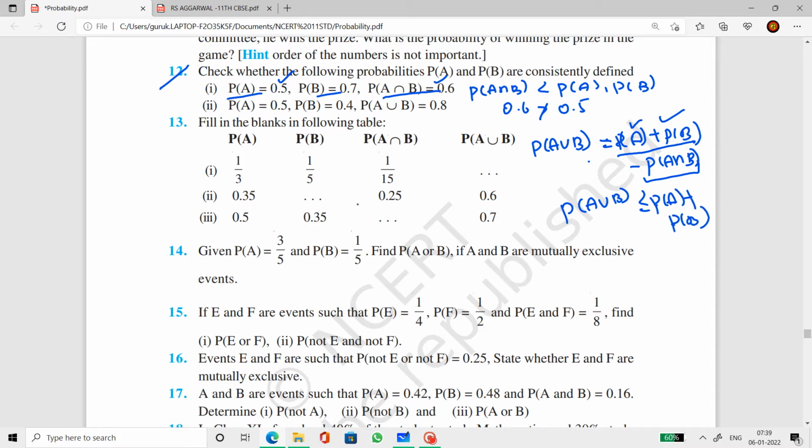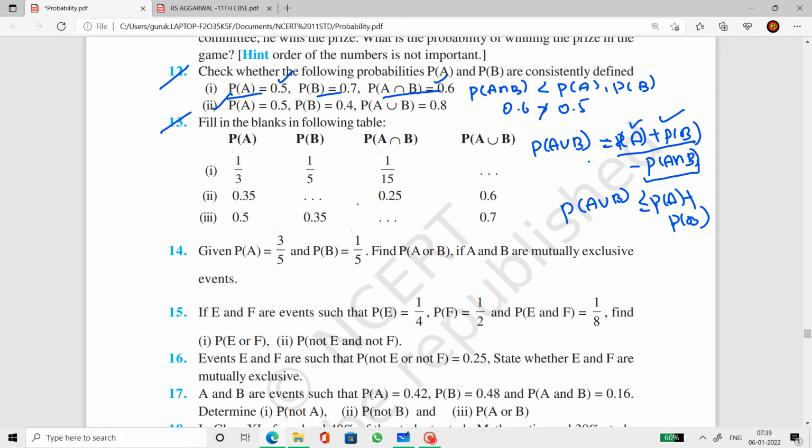Now when you add these two here, 0.5 plus 0.4 is 0.9. 0.9 is actually greater than 0.8. So that means 0.8 is less than 0.9. Hence, this is consistently defined. So first one, no. Second one, yes.